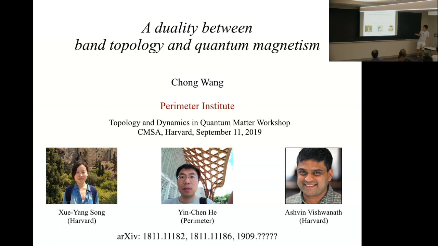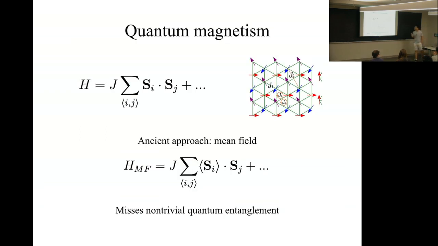So this series of works is done together with Xue Yang and Ashwin, who's here, and my colleague Ying Chen at Perimeter. What we really want to understand better is the subject of quantum magnetism. It's an intrinsically hard problem because the system is strongly coupled. There's no obvious perturbation theory to do, and the Hamiltonian typically looks something like this.